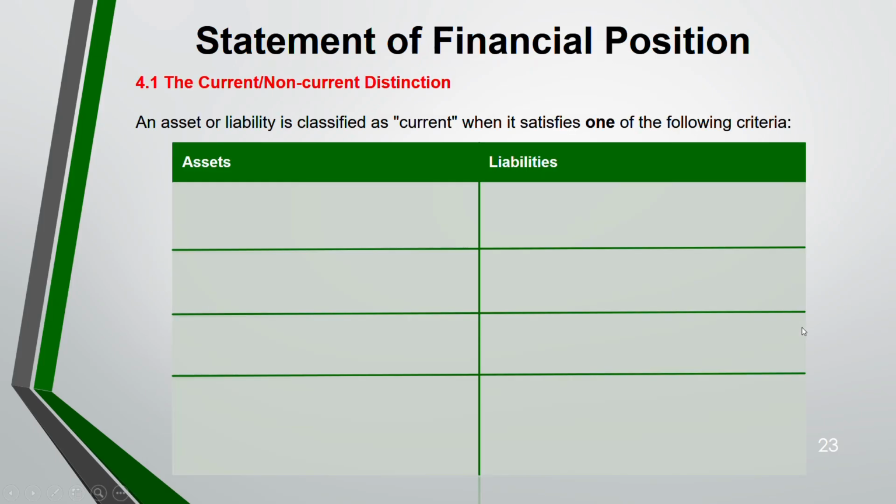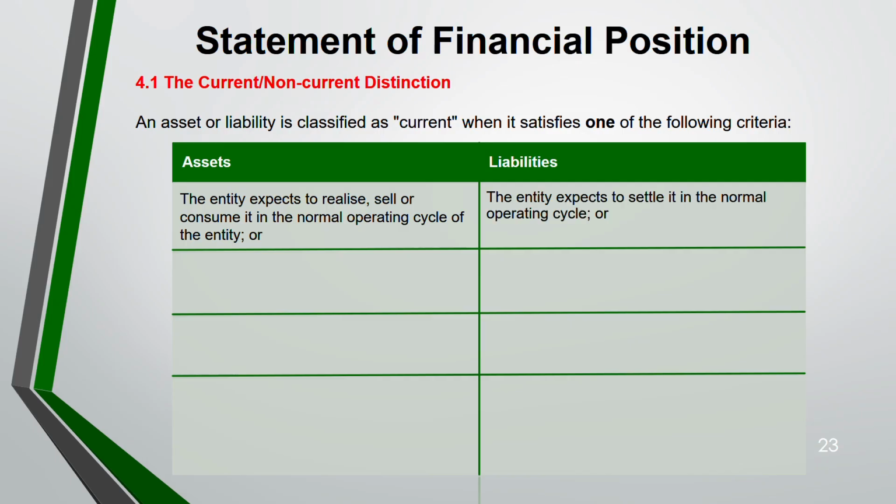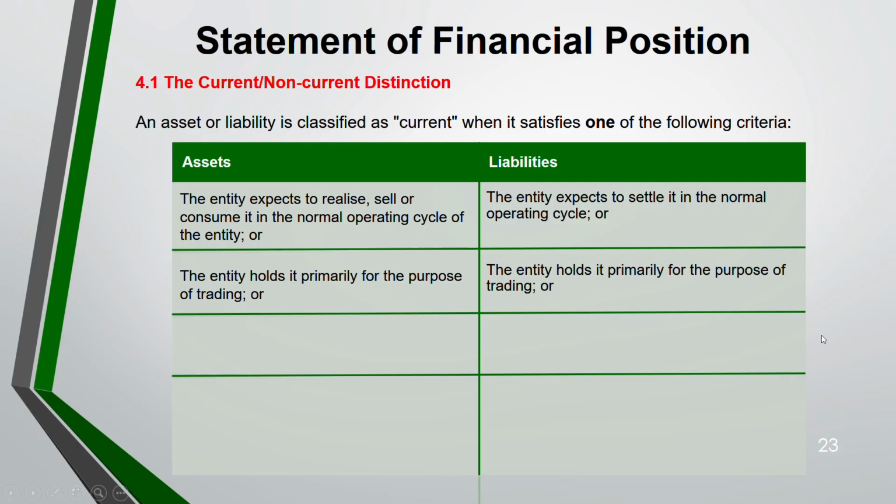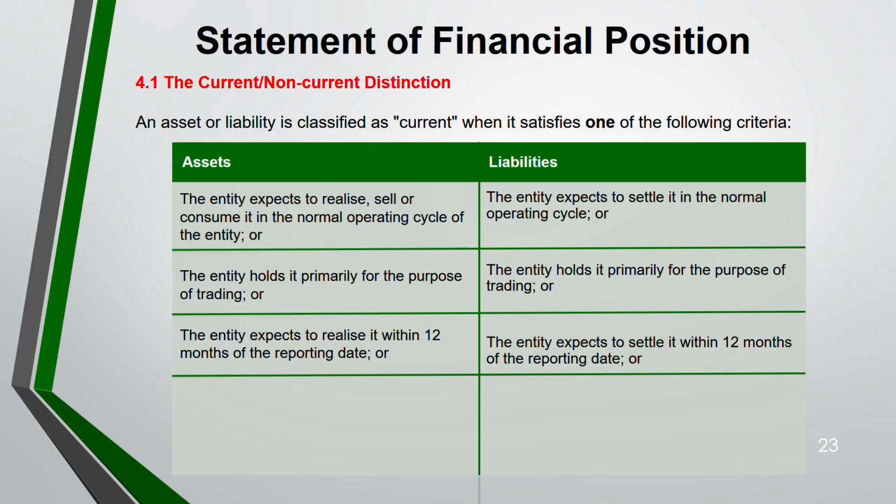Now, an asset or a liability is classified as current if it satisfies at least one of the following criteria. For an asset, you are expecting to realize, sell or consume it in the normal operating cycle. Usually it is 12 months. For a liability it is the same. You expect to settle your liability in the normal operating cycle, normally 12 months. For an asset, the entity holds it primarily for the purpose of trading. And for a liability, you're holding it for the purpose of trading. Same reason. You are expecting to realize your asset within 12 months. And you are expecting to settle your liability within 12 months.